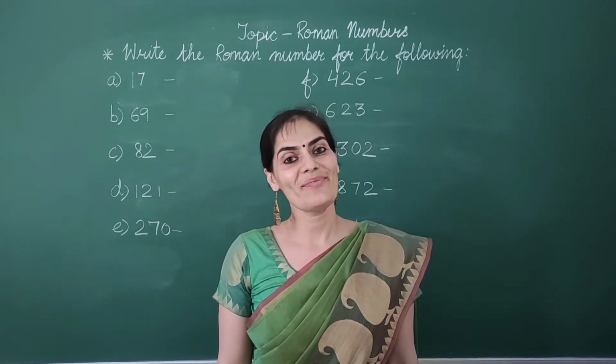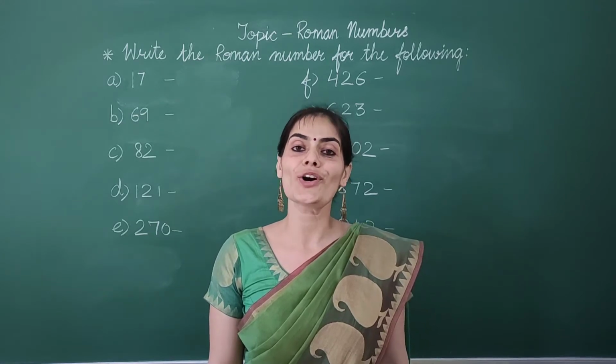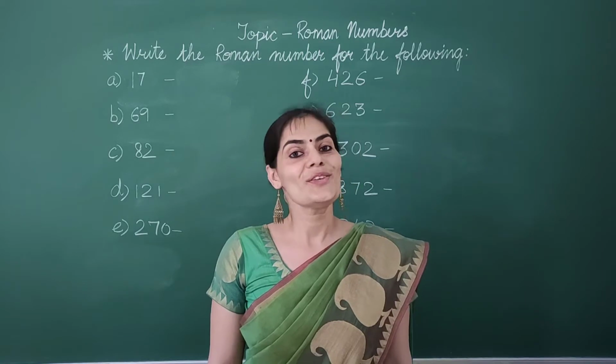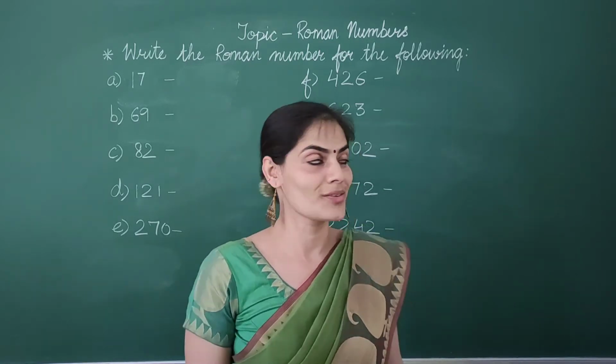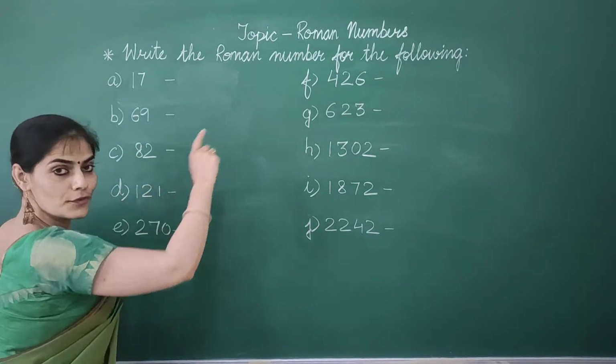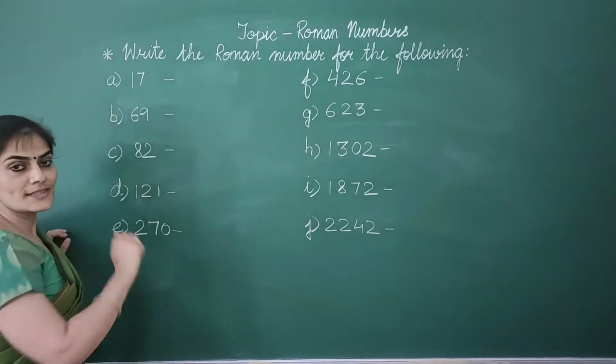Classes. Today we are learning how to write a Roman number for Hindu-Arabic numerals. So let's begin with the question. Now the question is, write the Roman number for the following. The first number is 17.